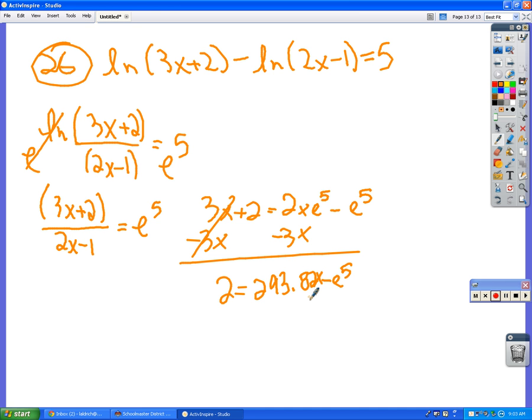You did what? I did mine differently. Okay, what'd you do? I just left it as 3x plus 2 over 2x plus 1, and then I solved e to the 5th as 148 minus 2 plus 1, and then I multiplied 2x plus 1 to both sides. Right, okay. So you basically did the same thing, but instead of using e to the 5th, you figured out that e to the 5th was what? 148.41.